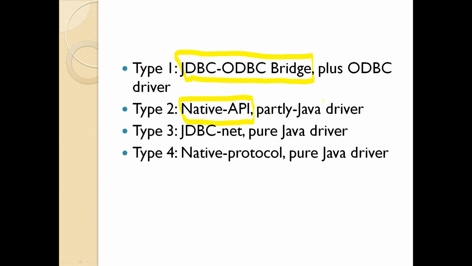Type 2 is called native API. It is called native API because I need to load some library files, and the library files are not related to Java. So it is also called a partly Java driver. Type 3, as I said, is 3-tier architecture, and I can achieve pure Java. Pure Java in the sense that I do not have anything other than Java. Type 4 is called native protocol, pure Java driver.